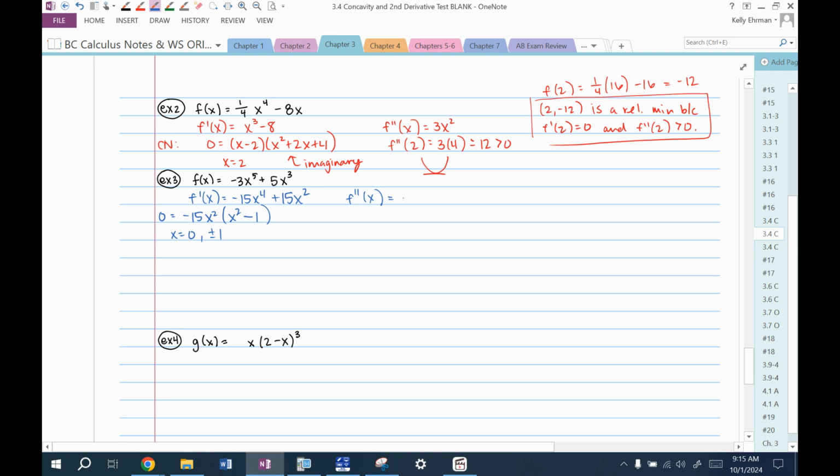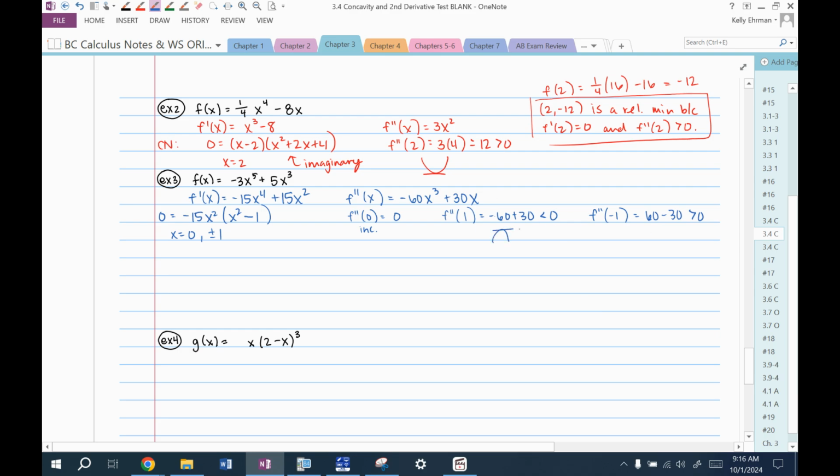Okay, so if I do this, I get negative 60x to the third plus 30x. So evaluate at 0, and you get 0, so that's inconclusive. So that's annoying. I do have to do the first derivative test for that one. Now, if I plug in plus or minus 1, I will get solutions there. So I could still do this. Plug in 1, and you get negative 60 plus 30. That's less than 0. And plug in negative 1, and you get positive 60 minus 30. That's greater than 0.